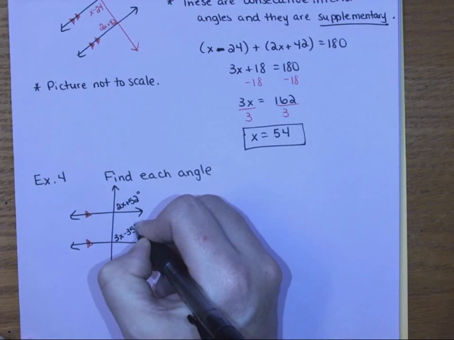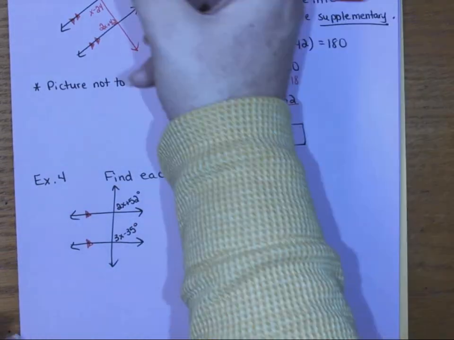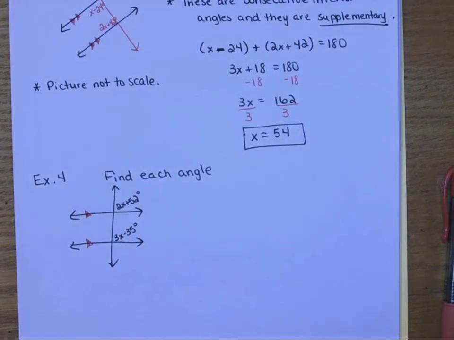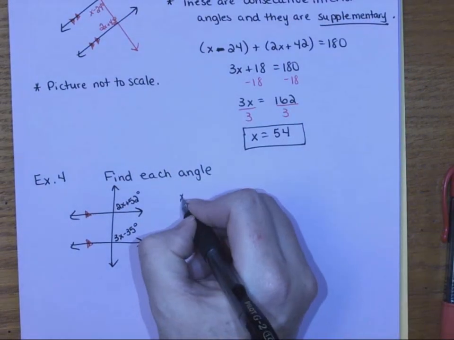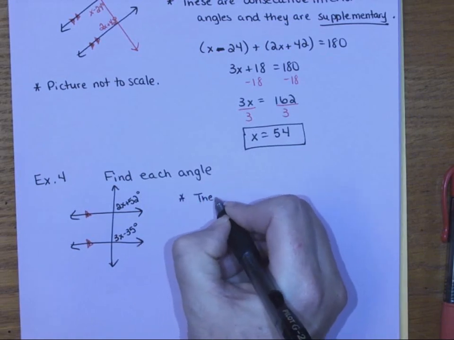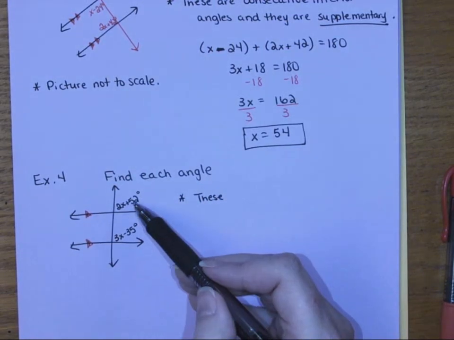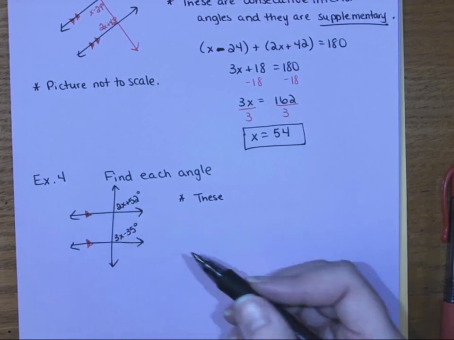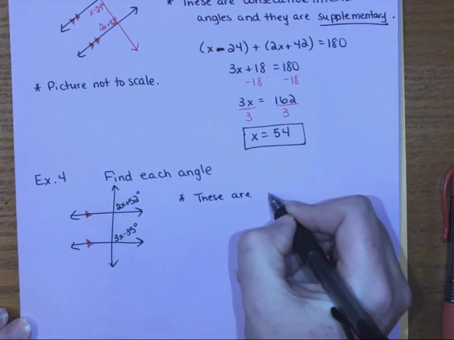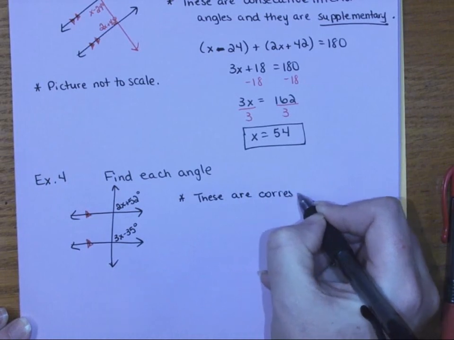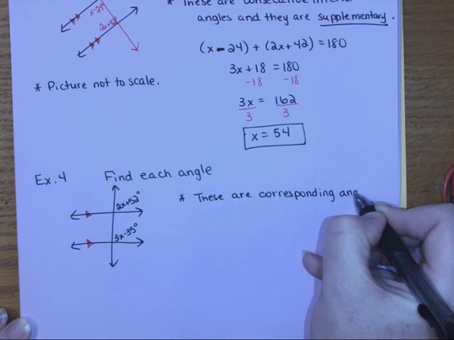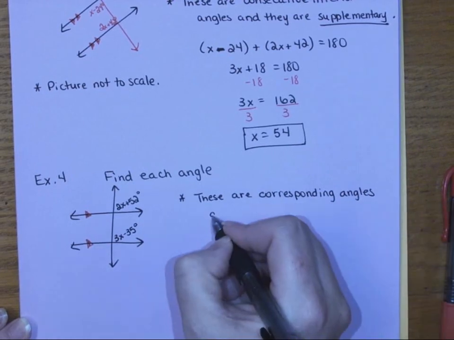By the way, typically you're going to see these degree symbols here. Technically it would have been over here also. Alright, so let's talk about what kind of angle pairs these are. Okay, notice this is top right on this parallel line. This is top right on that parallel line. So these are corresponding angles. And what do we know about corresponding angles when the lines are parallel? They are congruent.